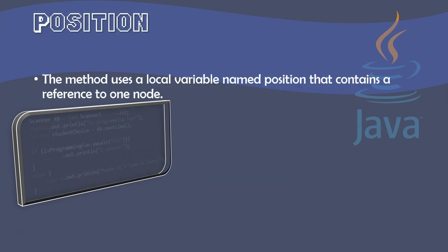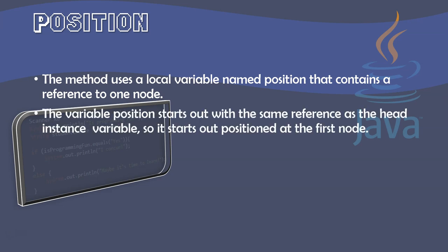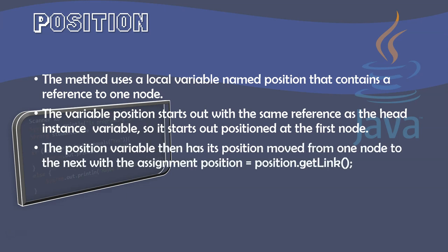Now, that position that we just saw is a local variable, and it's just a reference to one node. The variable position starts out with the same reference as the head instance variable, so it starts out positioned at the first node. The position variable then is moved from one node to the next with the assignment position equals position.getLink. That little bit of code is what actually moves it to the next reference.